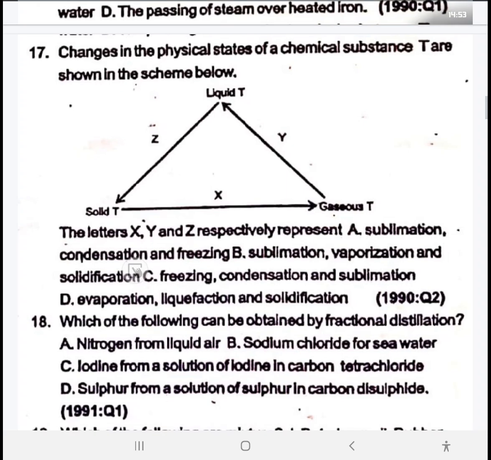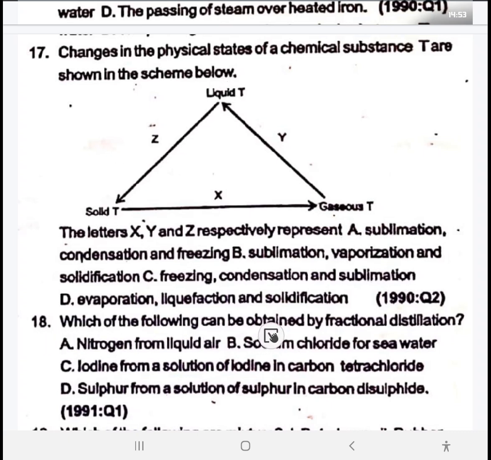17. Changes in the physical state of a chemical substance, as shown above. They're asking you what is X, what is Y, and what is Z. I'll just pick the answer, because if you check your notes, I've given an explanation of this. 17: X is sublimation, from solid to gaseous state. Then Y, from gaseous state to liquid state, is called condensation. Then Z, from liquid to solid, is freezing. Option A. 17 is option A.